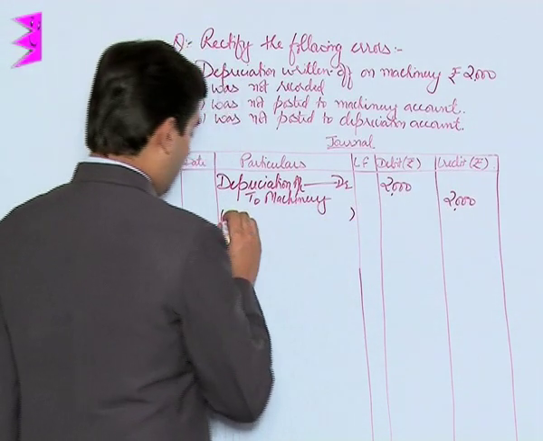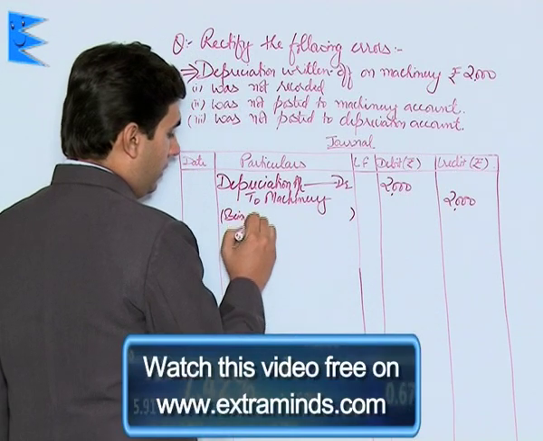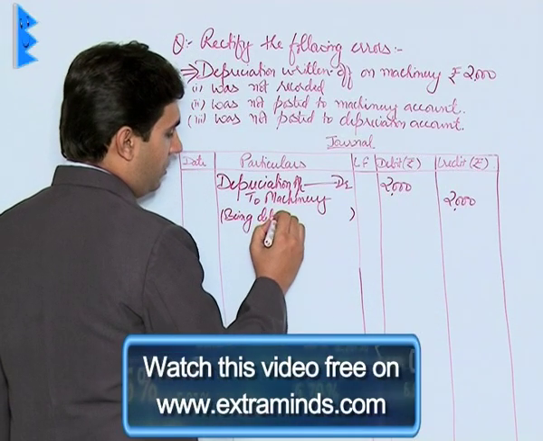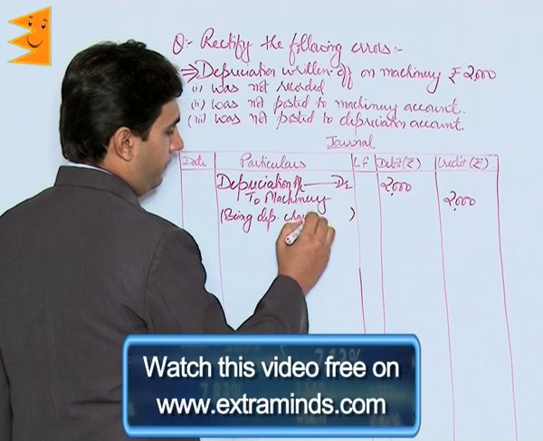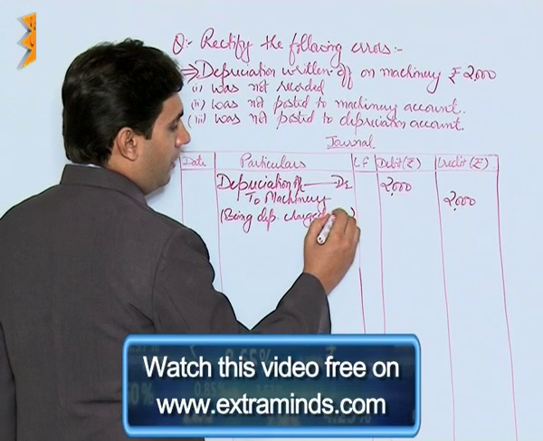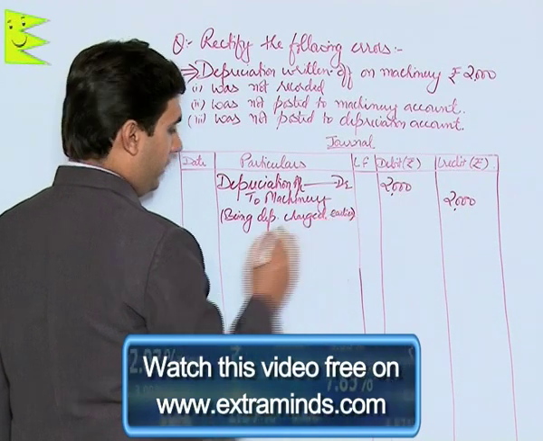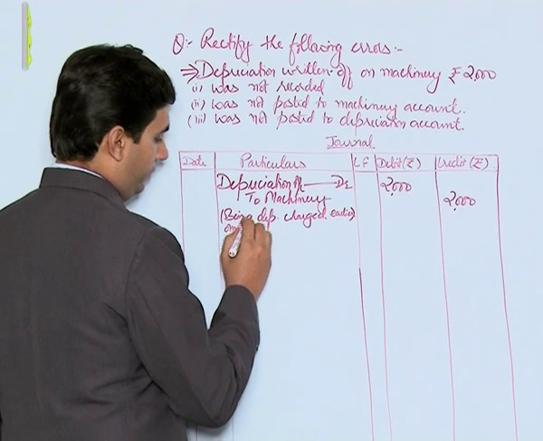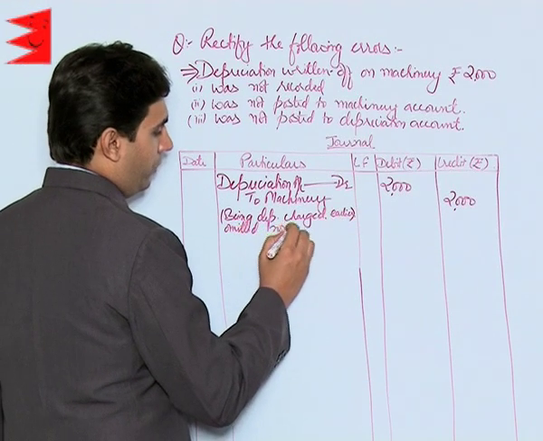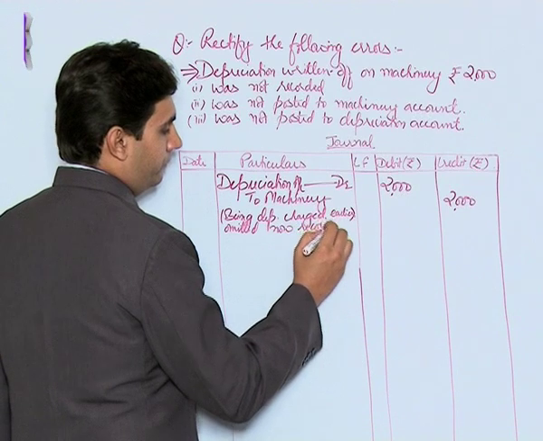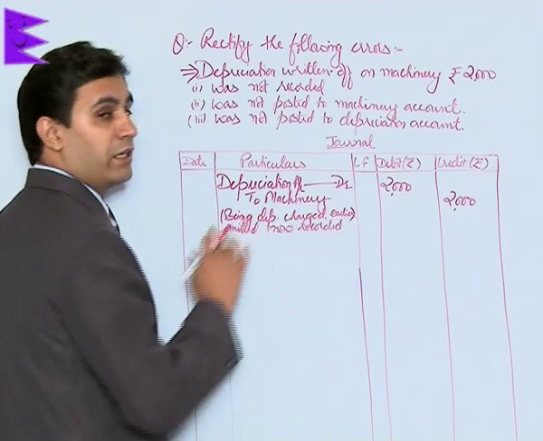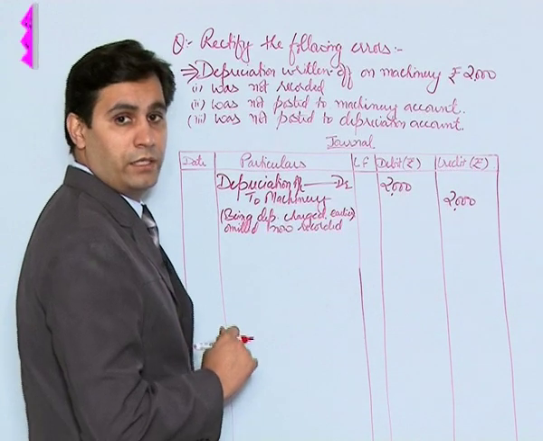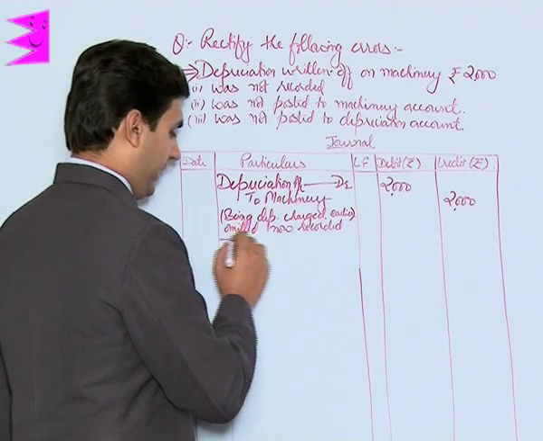Narration would be being depreciation charged earlier omitted, now recorded. Just to make it clear that we had failed to record this entry earlier and now we have recorded it.